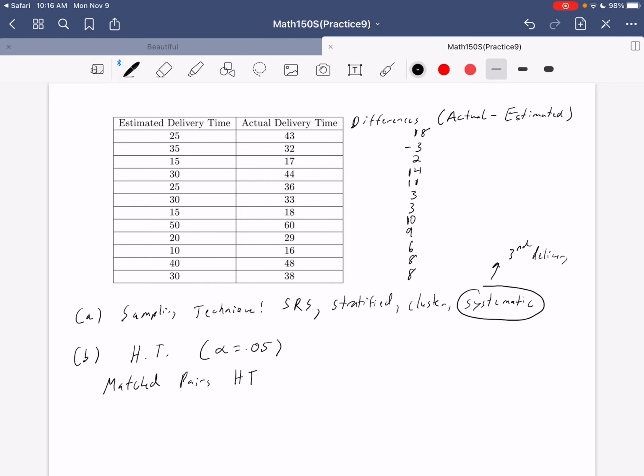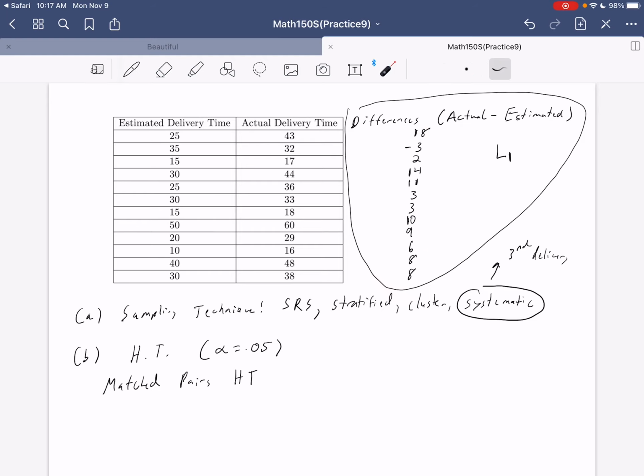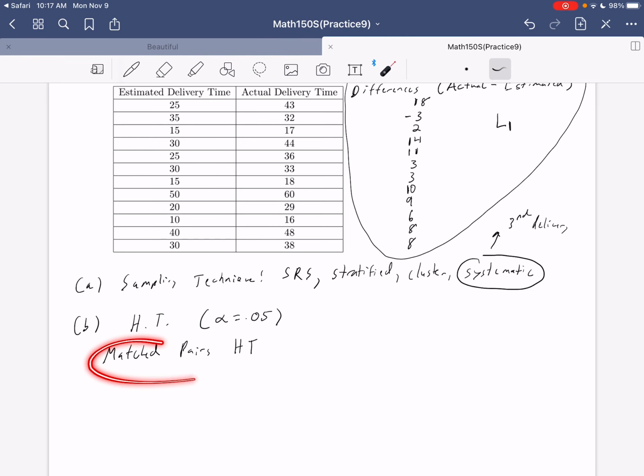So if you're following along on your calculator, these differences are what we want to put into L1, so that when we get to the moments of needing the mean and the standard deviation, this is the data that we're going to be referencing. All right, now we can actually begin this hypothesis test.